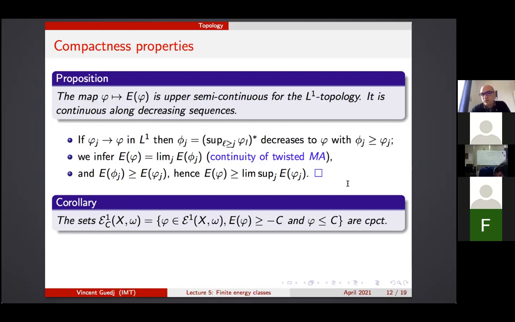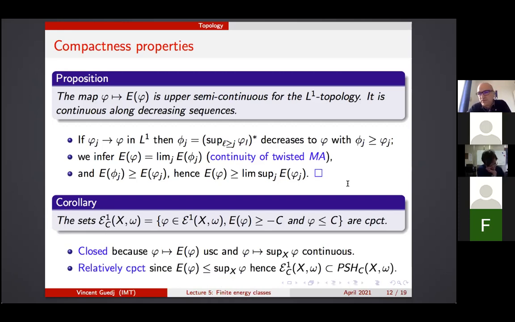And the reason is twofold. First, it is closed because the two conditions are closed. The sup condition is closed because of Hartogs' lemma that I recalled last week. And the E lower bound is closed by upper semi-continuity that I've just proved right now.